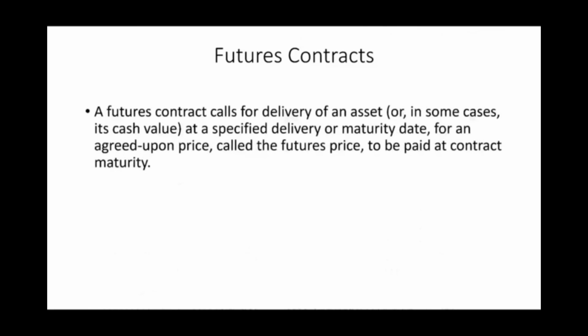They're kind of a little bit in concept the same, but they're different really. A futures contract calls for a delivery of an asset. You have to deliver the asset, or in some cases its cash value, at a specified delivery or maturity date for an agreed upon price called the futures price, to be paid at the contract maturity. Kind of the same thing. But here you promise, and it's an obligation, not a right. You promise and you have to deliver.